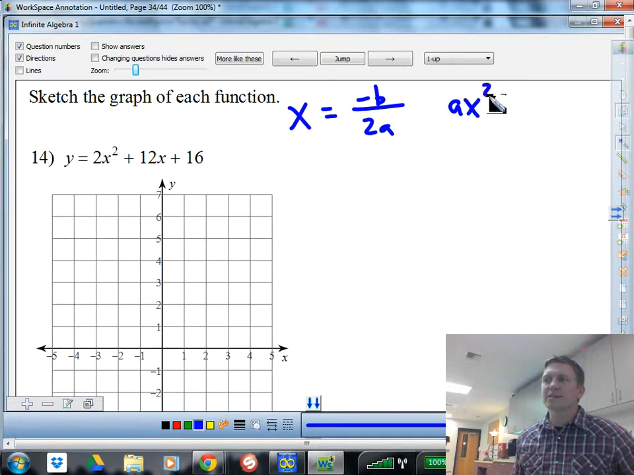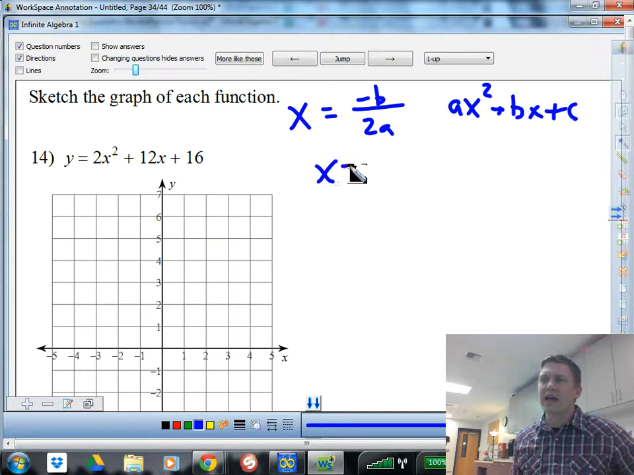So ax squared plus bx plus c is our general formula. So what we do is we find this a value and the b value and we put the numbers in here. Okay, so what I do is I'm going to go x equals, this is going to help us figure out at what x value is the center of my parabola going to show up.